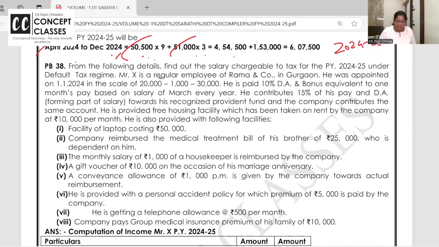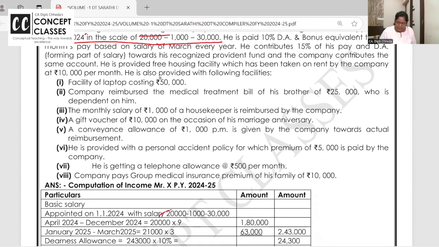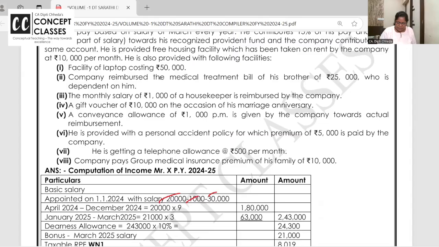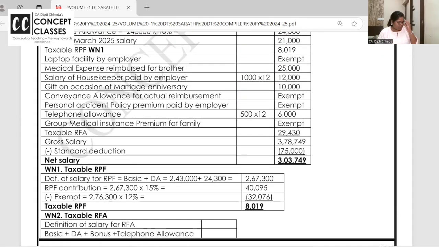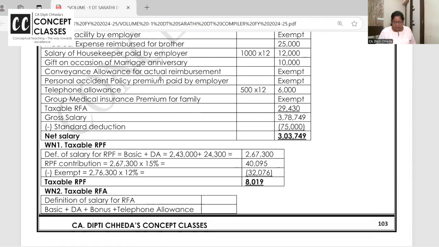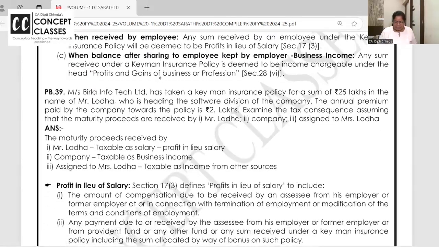I'll do one more problem. Look here. Mr. X joined in the default tax regime. He was appointed in January 24 with 20,000-1,000-30,000. January 2024. So April to December 20,000. Then January 25, after 12 months the salary will go up to 21,000. So for 9 months the salary is 20,000. Then it is 21,000. Okay? The rest all is the same.